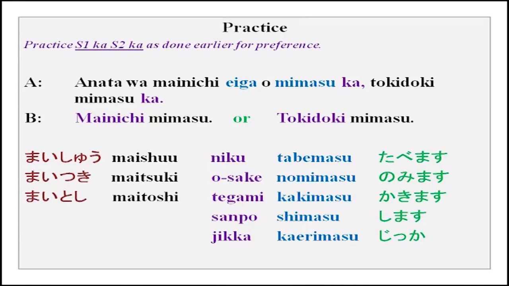Now, instead of mainichi, you can replace it with maishu, maitsuki, maitoshi. Maishu is every week. Maitsuki is every month and maitoshi is every year. Of course, with maitoshi you cannot say maitoshi eiga o mimasu ka or maitoshi ringo tabemasu ka. Maitoshi kuni e kaerimasu ka? You can ask your friend, maitoshi kuni e kaerimasu ka? You can also ask, maitsuki jikka e kaerimasu ka?